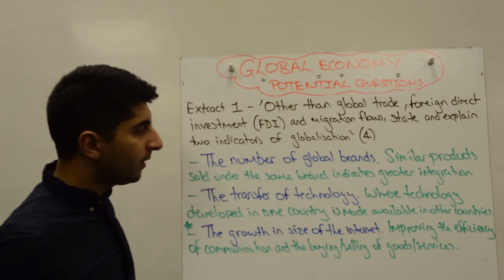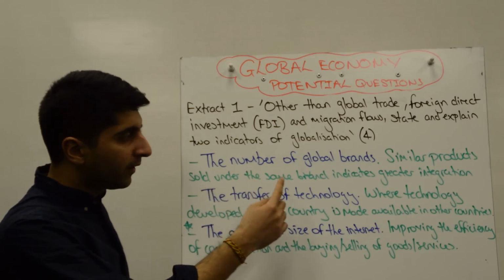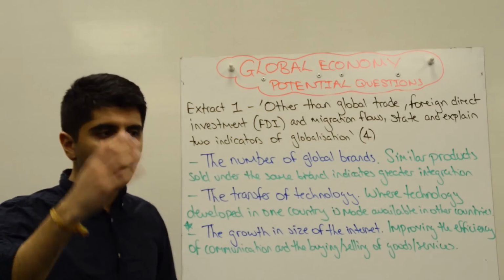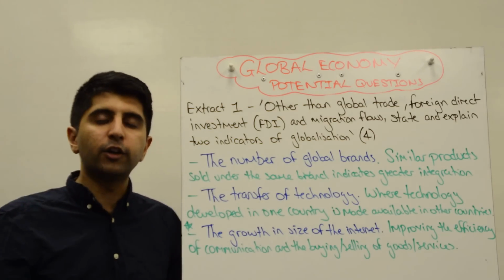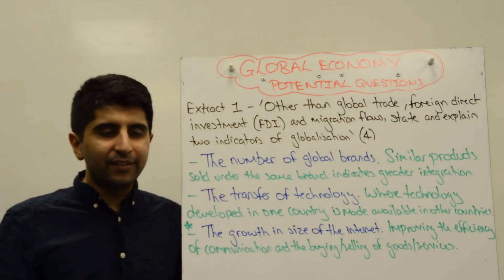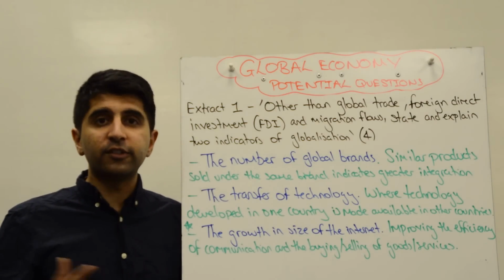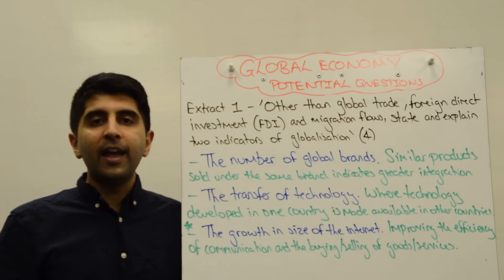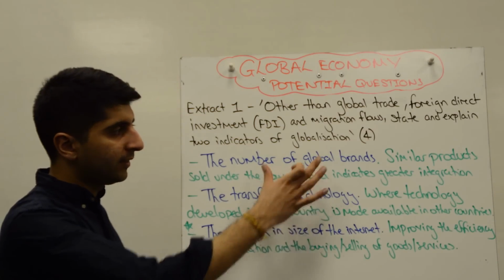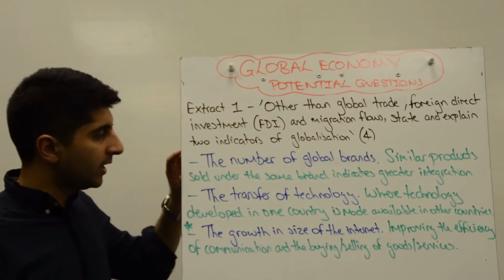Well, this is where similar products can be sold under the same brand. That's a sign of greater integration. So even though a business might have headquarters in one country, the fact it can operate branches all across the world and sell identical products or similar products in other countries implies greater economic integration as a result of globalization. So that's a nice indicator we can use if we can measure it.